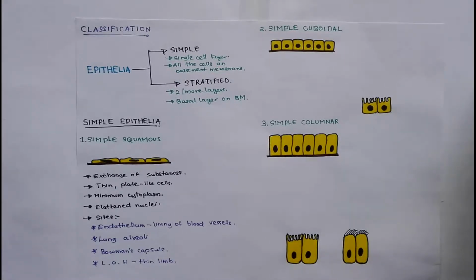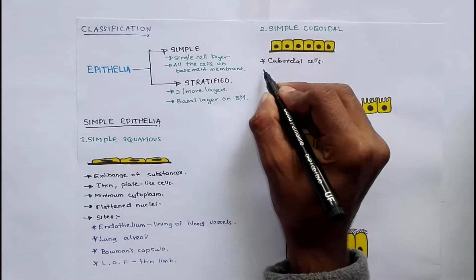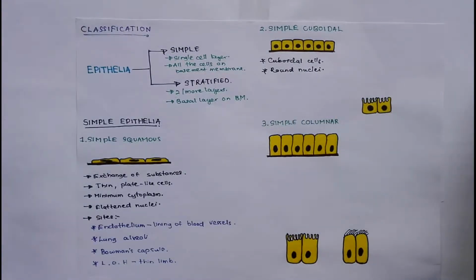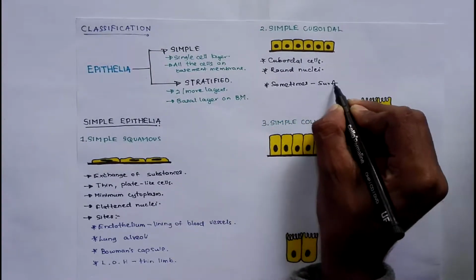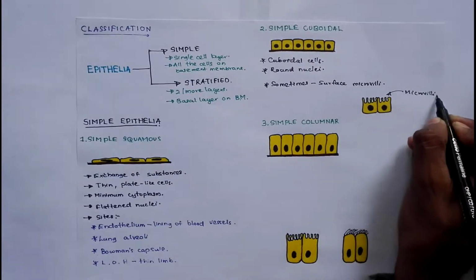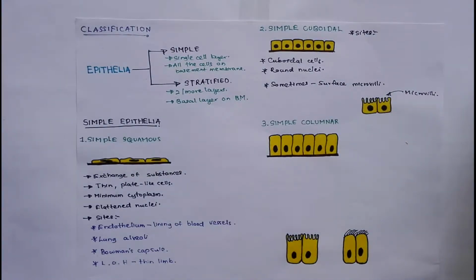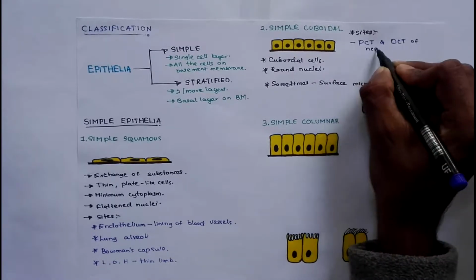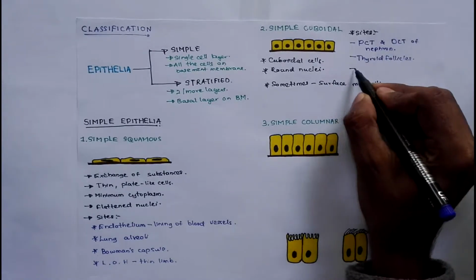Now let's come to the second one, the simple cuboidal epithelium. The cells are short and cuboidal and they contain round nuclei. Some cells contain microvilli on their luminal surfaces. The sites where you can find this epithelium are the proximal and distal convoluted tubules of the nephron, thyroid follicles and the ducts of small glands.